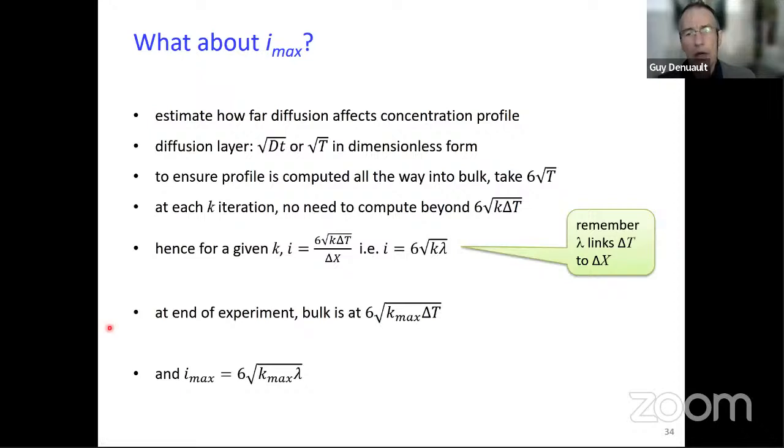What about the other parameter, Imax? Now, Imax will determine how far your diffusion affects the concentration profile. So how far should you go in solution? It turns out that we know roughly how the diffusion layer scales with time. So we know that the relationship between time and distance through this very simple relationship. So from Kmax, I can work out a relationship that's going to allow me to estimate Imax. And this is the way we do it.